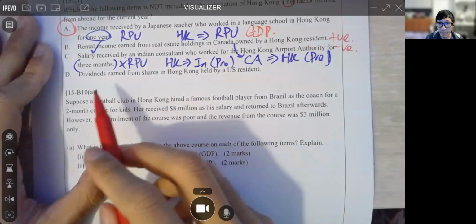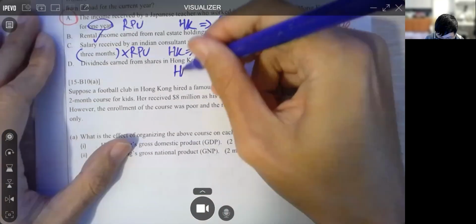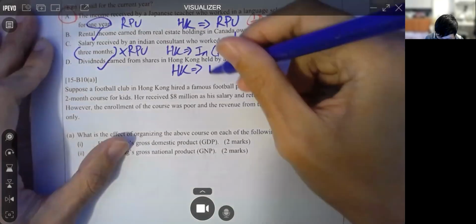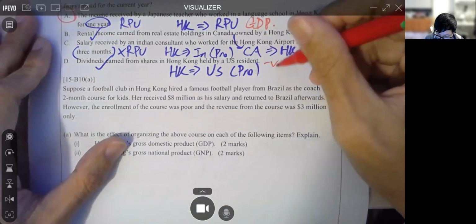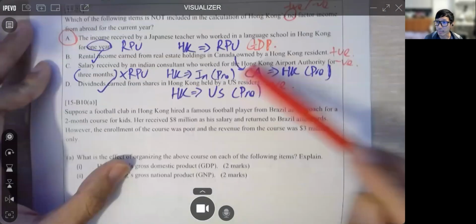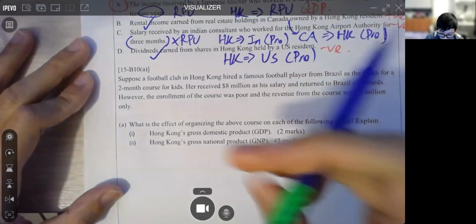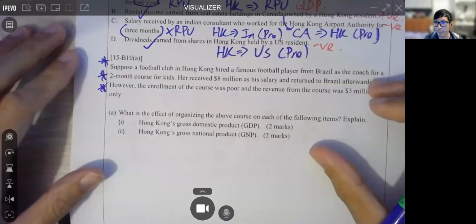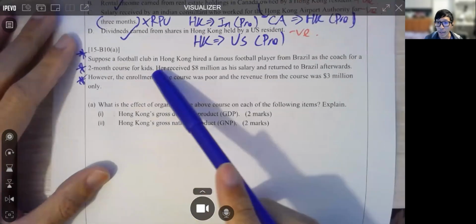And finally, dividend by a US resident，即係咩意思啊？Hong Kong 嗱 again dividend is production, right? To US for production. This is a negative item. Okay, done that. So this one. Now, finally, this question, please revise again and again and again. Very, very important. Okay, 好嘛？嗱 suppose a football club in Hong Kong.